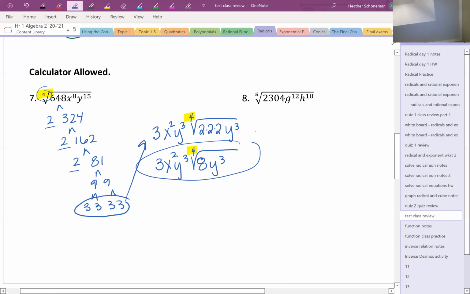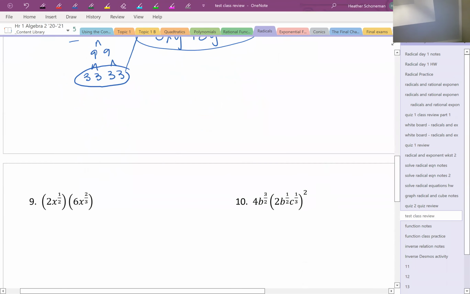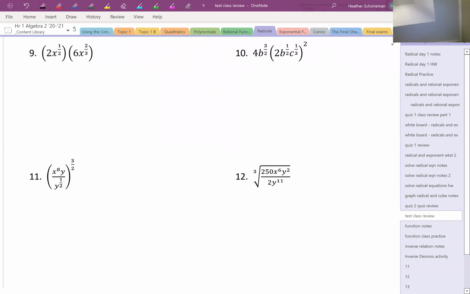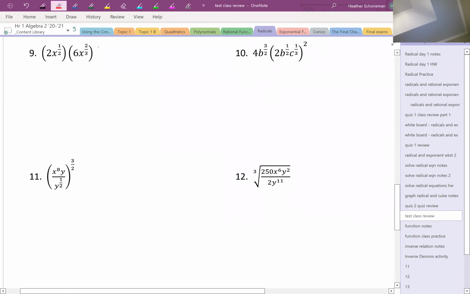So like I mentioned, number 8 is the exact same idea. It's just looking for groups of 5. All right, let's look at number 9. Number 9, we're multiplying. When we multiply, because there are no exponents outside the parentheses, we can just start multiplying. 2 times 6 is 12.